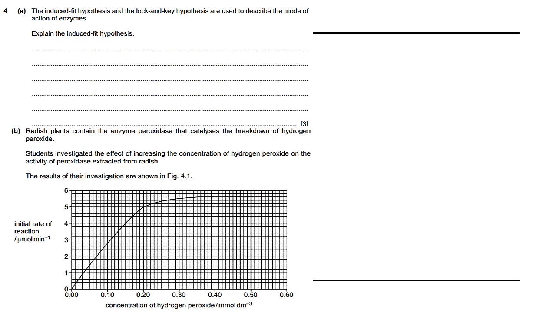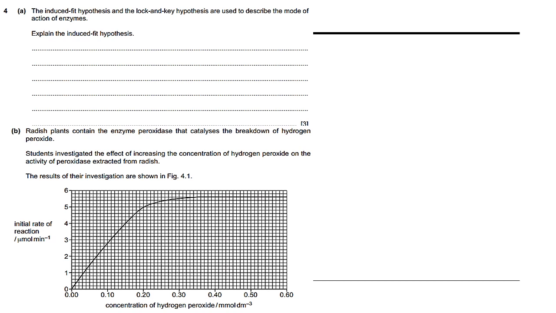Okay, question B. Radish plants contain the enzyme peroxidase that catalyzes the breakdown of hydrogen peroxide. Students investigated the effect of increasing the concentration of hydrogen peroxide on the activity of peroxidase extracted from radish. The results of the investigation are shown in figure 4.1. So this is figure 4.1.